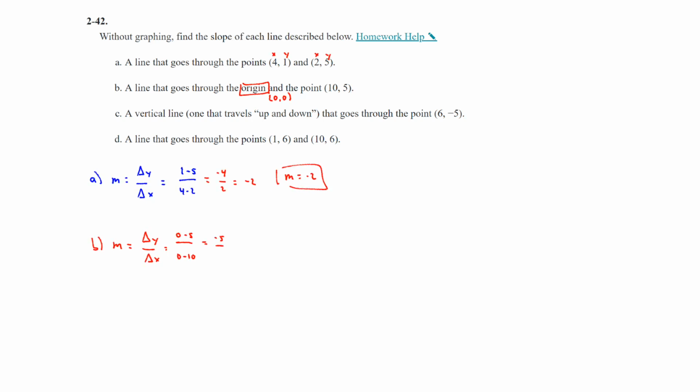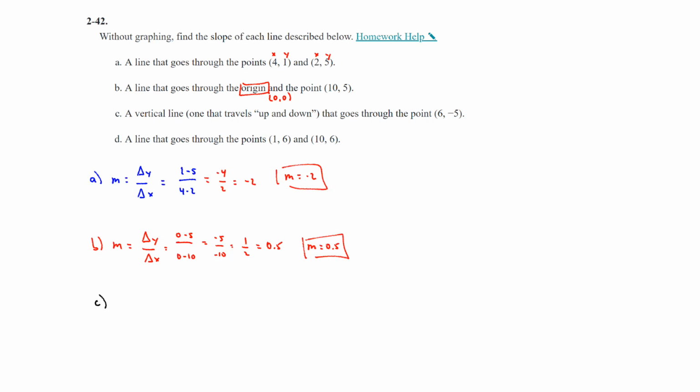This one we get -5 divided by -10. You can reduce that fraction to 1/2, or you could write it as 0.5. Either way is fine. They're both the same value. So on this one we have a slope of 0.5, or 1/2.